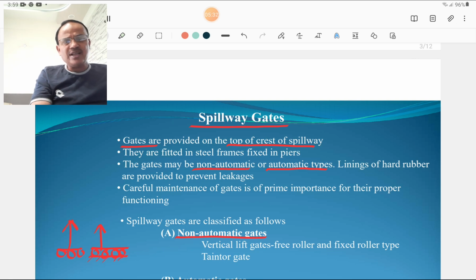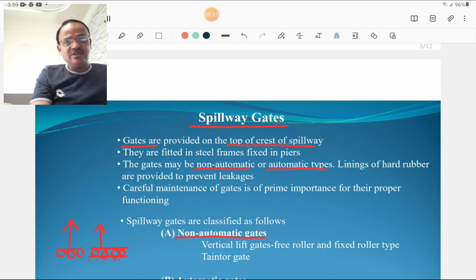The gates which are working automatically are termed as automatic gates. When the water level rises above FRL, in such a situation the operation of the gate is automatic. Such gates are called automatic gates, and those which are not working automatically are termed non-automatic gates.